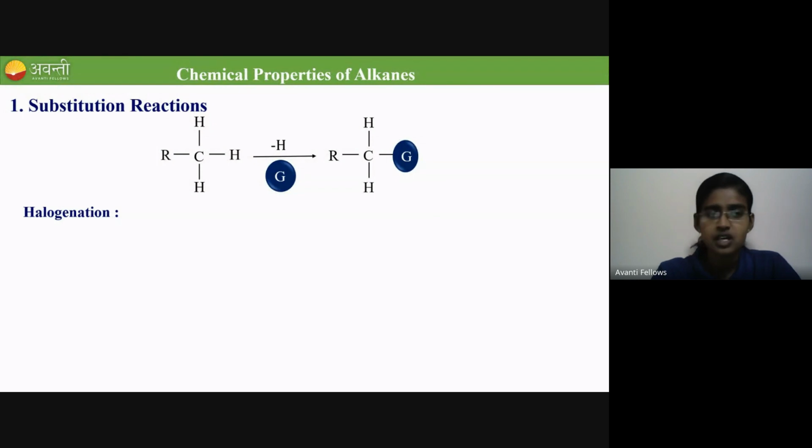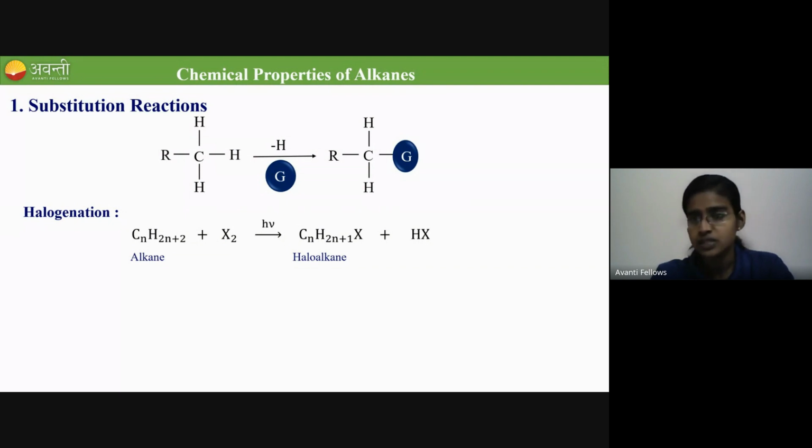Got it? So the general reaction for halogenation is, we are taking an alkane. We all know that the formula for an alkane is CnH2n+2, right? To this alkane, we are adding the halogen. X is nothing but the halogen. Halogens are fluorine, chlorine, bromine, and iodine. Mostly chlorine and bromine will be used. Fluorine and iodine are not used, for some reasons. I will tell you those reasons later.